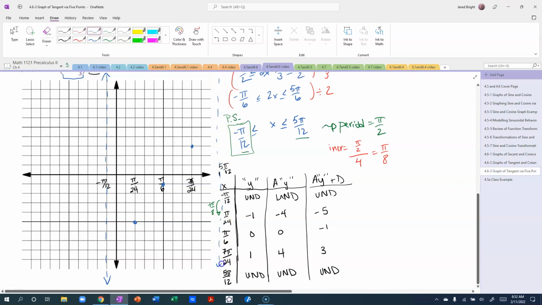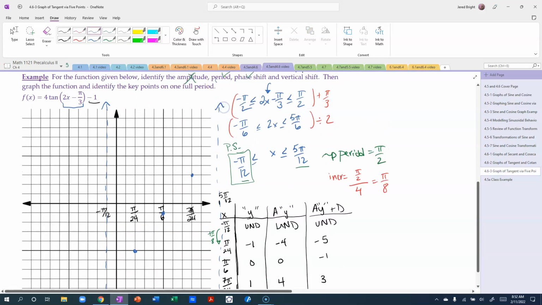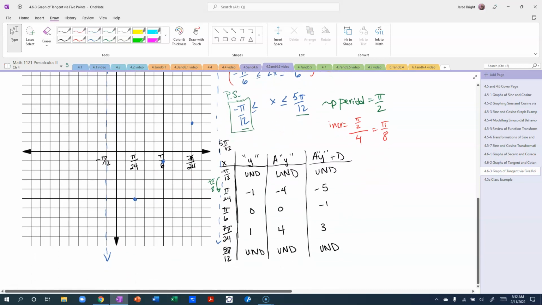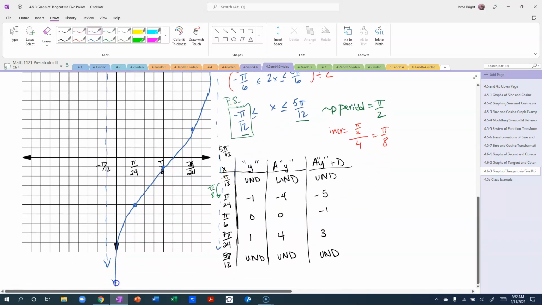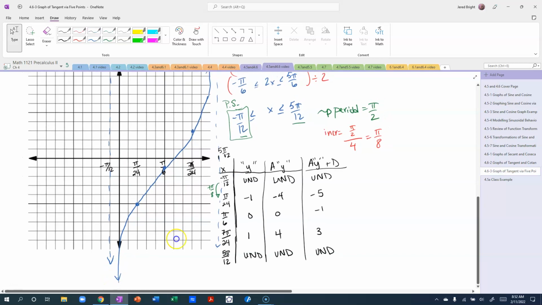Now technically, when you check this on, say, Desmos, it isn't going to draw the vertical asymptote, but you sure can. And then tangent is going to have this general shape of rising as you go to the right. Again, arrows on each end, and we're good to go.